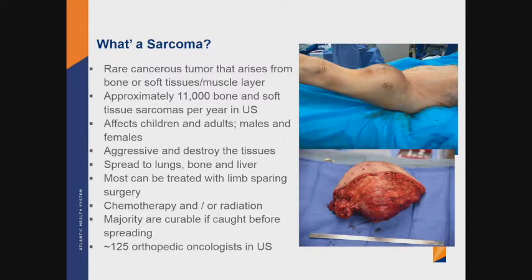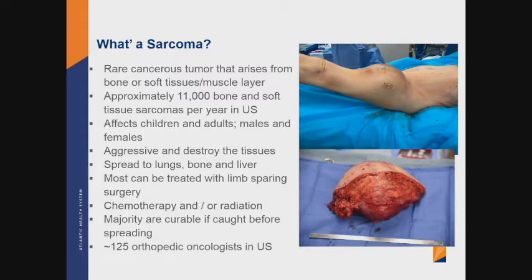Sarcomas are aggressive and they destroy the soft tissues. They metastasize. That's what classifies them as a cancer. The most common sites of metastases are to the lungs, the bone, and the liver. Most can be treated with limb-sparing surgery.